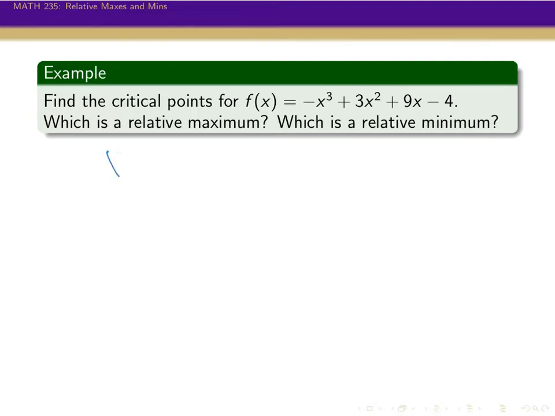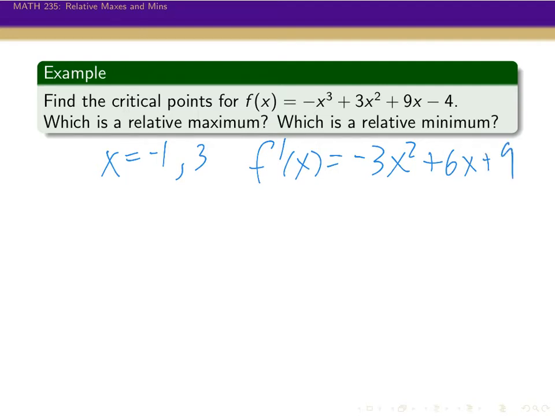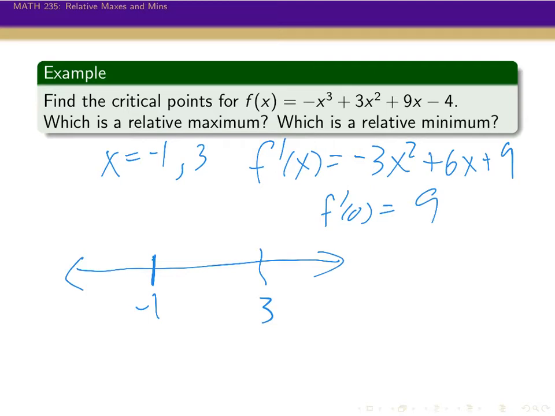We saw before that our critical values were at -1 and 3, and the value of our derivative was minus 3x squared plus 6x plus 9. And so if we're trying to figure out whether or not this is what's happening at each of these critical points at -1 and 3, well, to figure out what's happening between -1 and 3, I can plug in, say, 0. If I plug 0 in here, I get 9 out of my derivative. And so the derivative values are positive between -1 and 3.